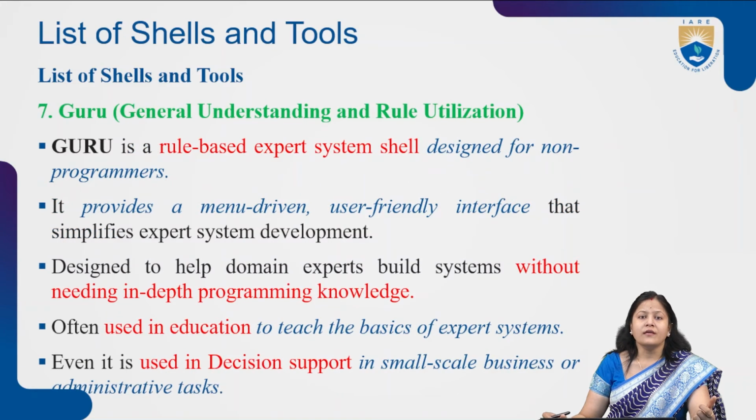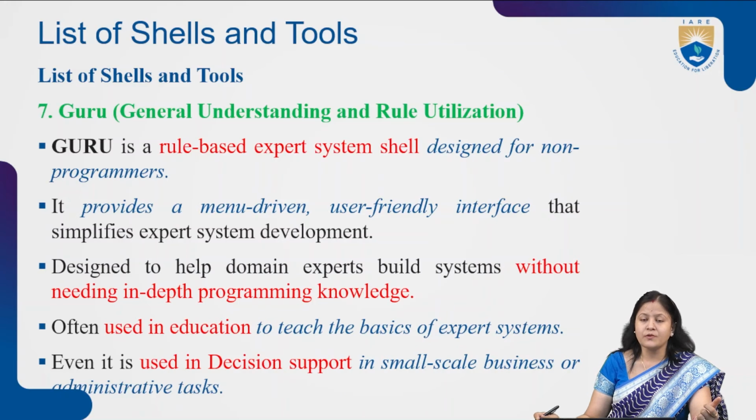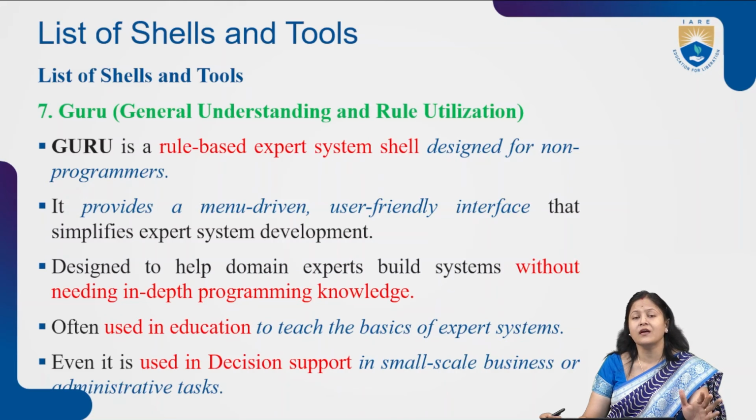Then the seventh one is Guru. Generally, the full form of Guru is General Understanding and Rule Utilization. It is a rule-based expert system cell. Now you might have observed when I'm telling all these names, it may be a tool or it may be a cell. If it is a tool, using that tool we can create only one component of the expert system. And if it is a cell, we can create the complete expert system by using all the components. So Guru is a type of rule-based expert system cell.